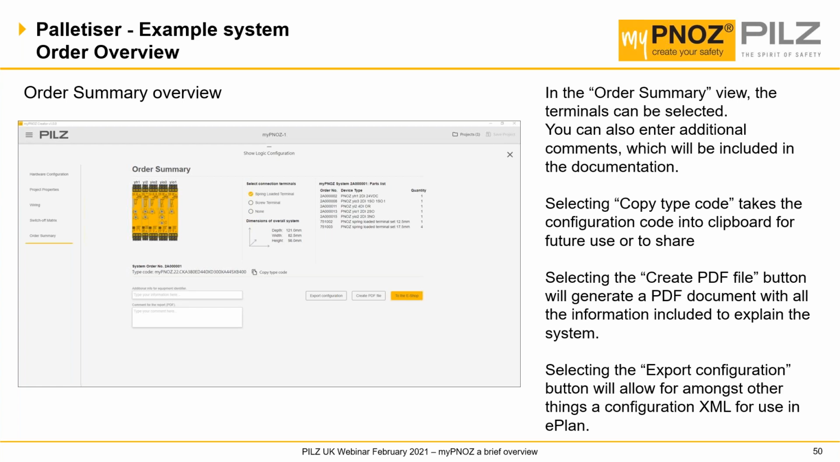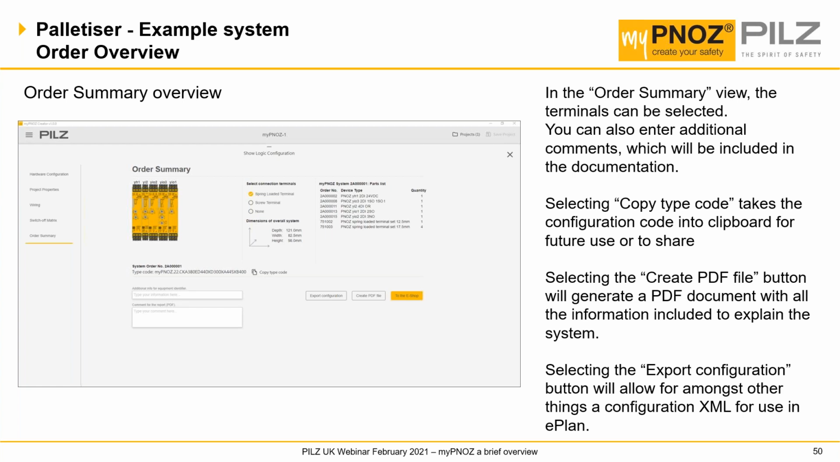Next is the order summary. In the order summary, you can view the terminals and choose between cage clamp and screw terminals. You can also order no terminals. If you have an existing system and you want to replace a module, you already have the terminals included with your original system. You can choose to select copy code. This takes the configuration code into the clipboard for future use or to share.